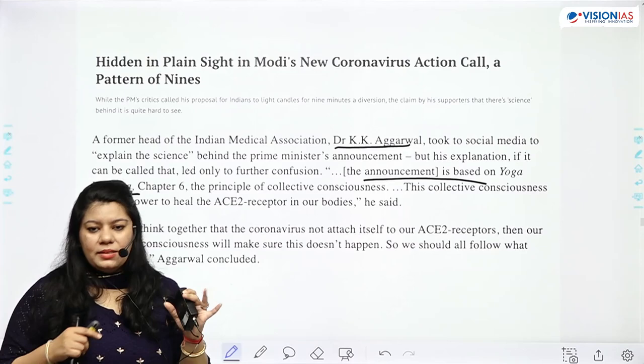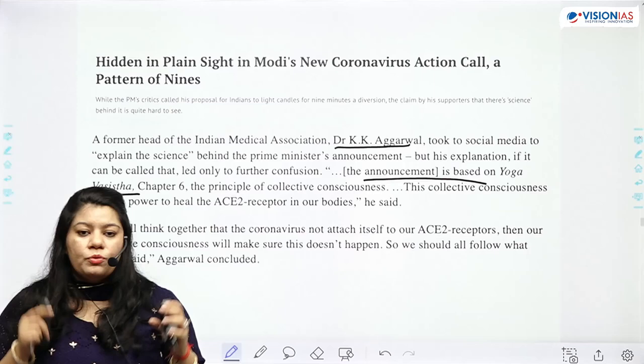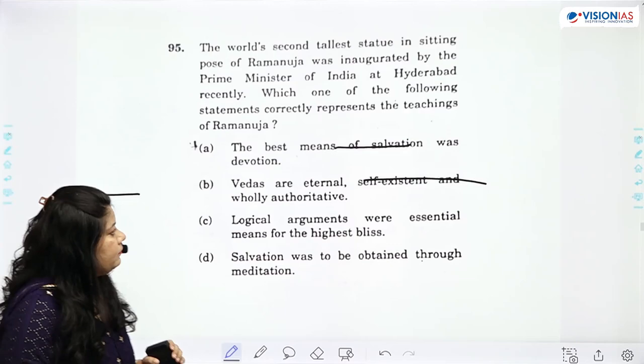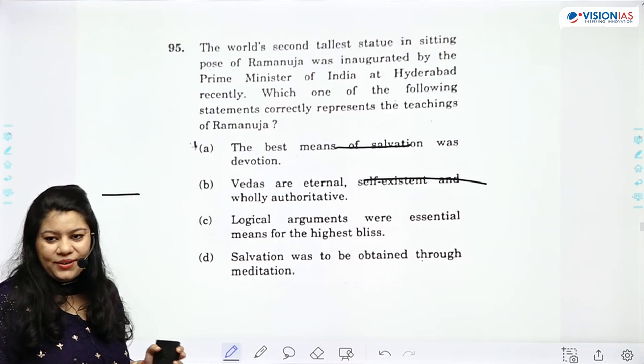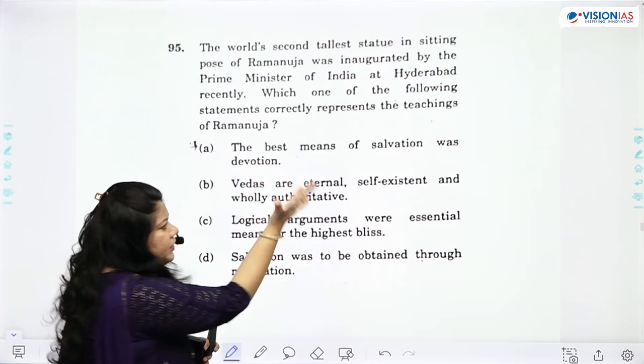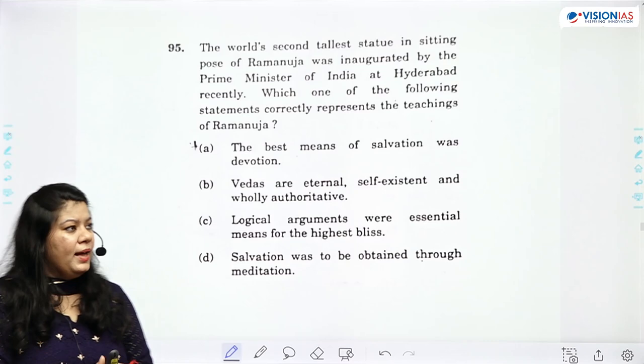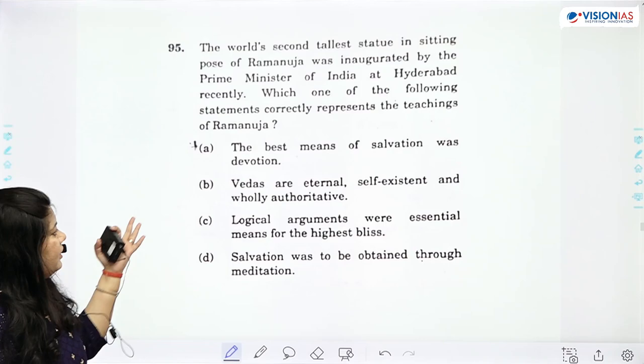Why we bring such kind of analysis to you is to reinforce the idea that newspaper reading is very important, right? And this paper was mostly centering around current affairs. Even this question, if you see question number 95 on Ramanujacharya, everyone knows that Ramanujacharya was in news because of the Statue of Equality being inaugurated at Hyderabad. And a very simple question has been asked, the teachings of Ramanujacharya.